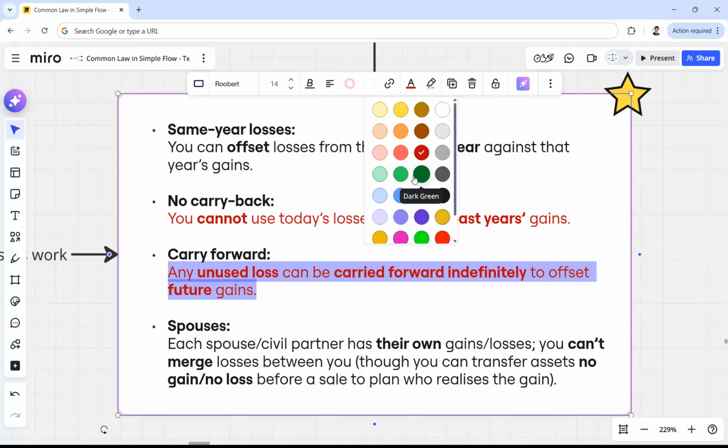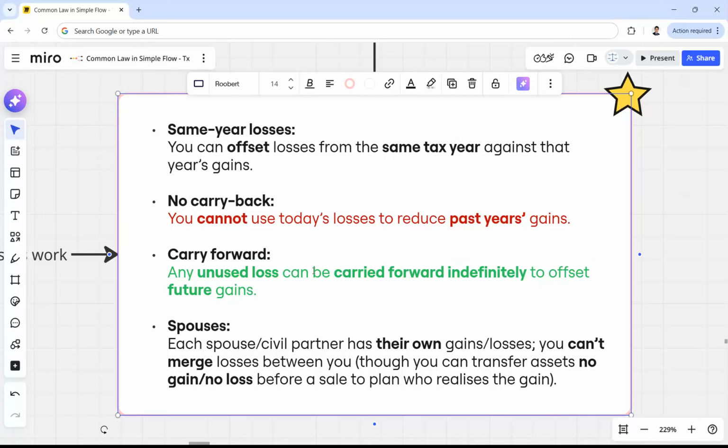And let's mark it with green because it's really positive. So we made £10,000 loss this year, but we had £200,000 revenue gain last year, and we want to offset them, like bring back to last year so that we get more of last year's income. But no, we cannot do this. We cannot bring our capital losses to previous years.